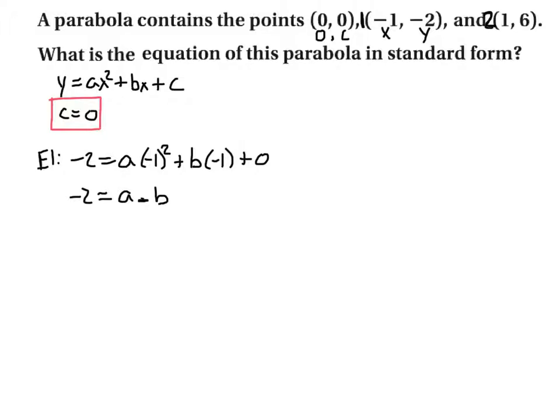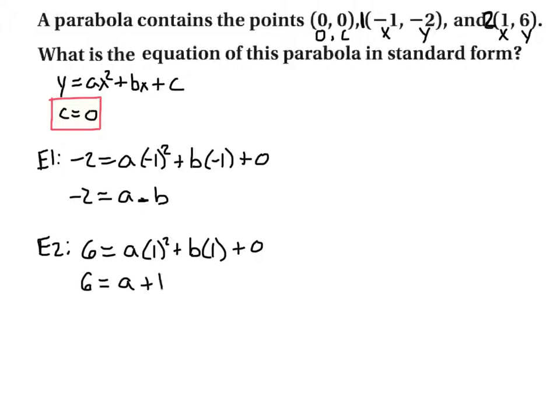Now we want to find equation number 2. We want to use that second point up there. We want to plug it in. Okay, so that second point again gives us an x and a y. So 6 equals a times 1 squared plus b times 1 plus, again, what's c? 0. All right, so simplifying this down, we get 6 equals 1a plus 1b.